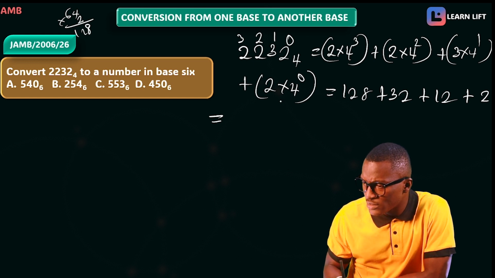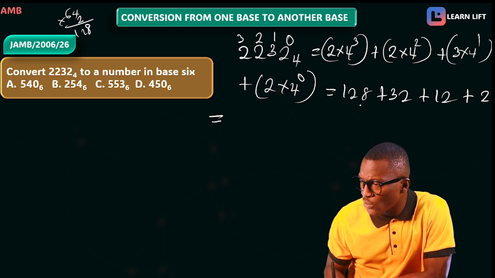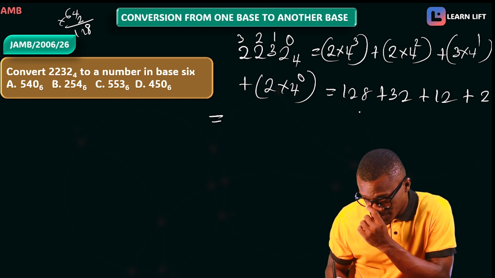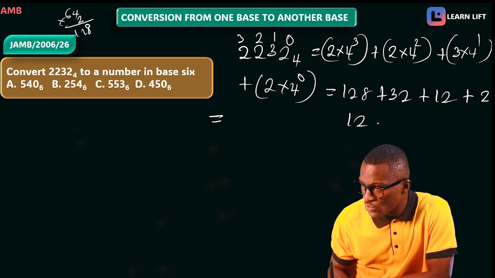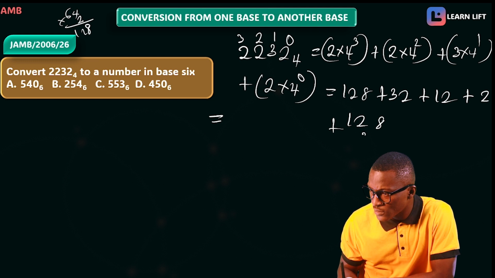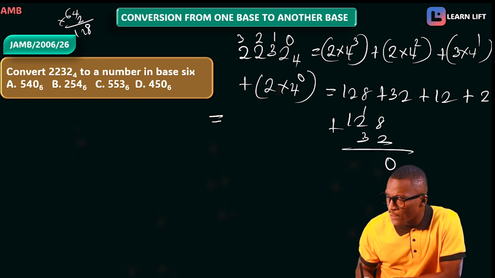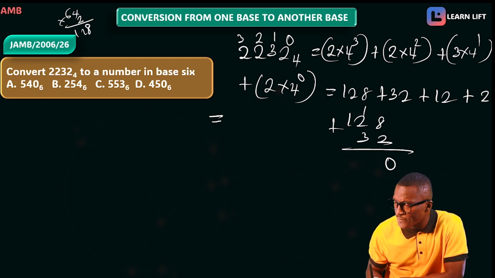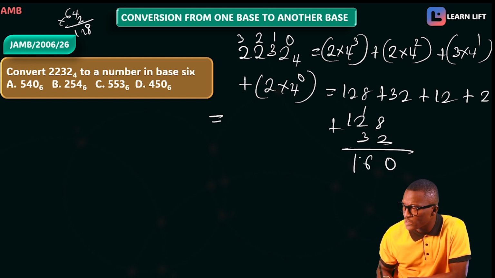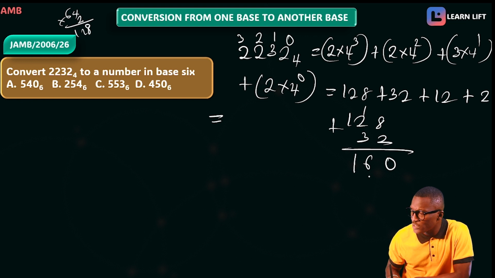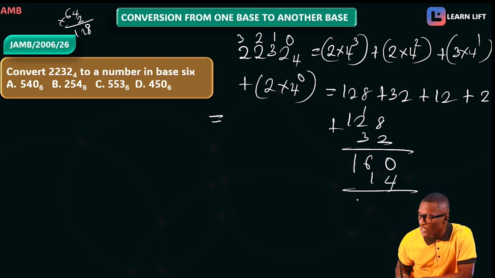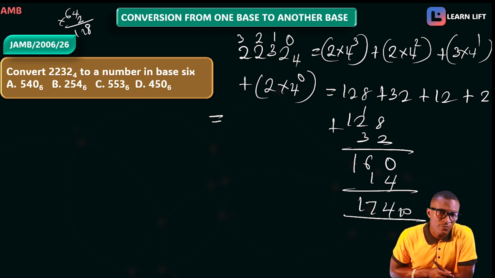Now let's total that. That becomes 128 plus 32. This 128 plus 32 will give me 10, carry 1. 2 plus 3, 5, plus 1, 6. That's 160. 160 plus 14 will give me 174. This is in base 10. Now this 174 in base 10.